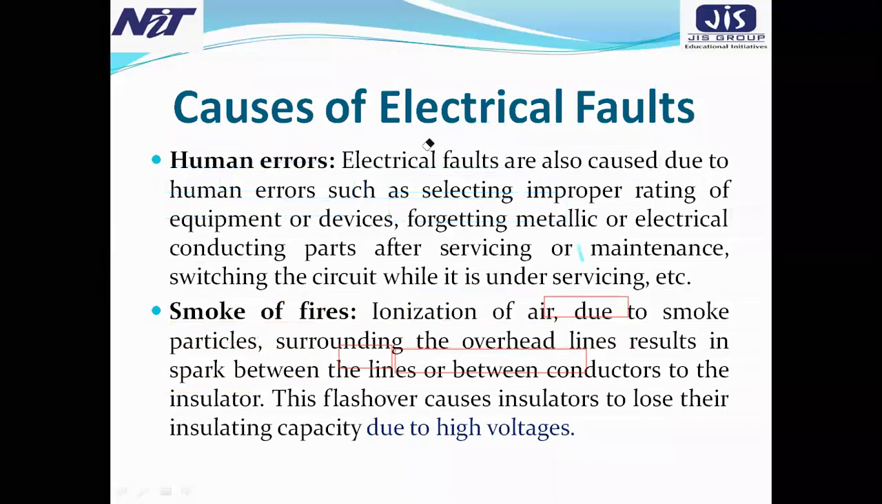Now let's talk about human errors. Basically, humans are controlling the system. In some countries, their system is fully automated, but our system is not fully automated yet. Normally, human beings are working there: the engineers, the laborers, the foremen, the supervisors. So when you are doing something, it's very natural some errors will be there.